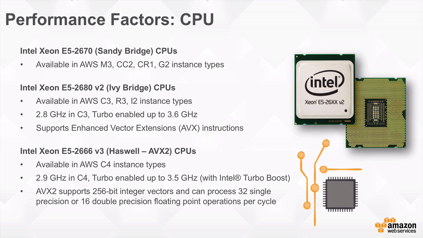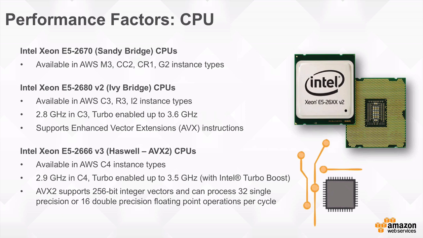And in the C3, R3 and I2, we have the Intel Xeon E5-2680 v2 Ivy Bridge CPUs. So 2.8 gigahertz base performance level in the C3, which can be turbo enabled to 3.6. And this CPU supports AVX enhanced vector instructions. So if your compiler supports that, you can take advantage of those for your workload.